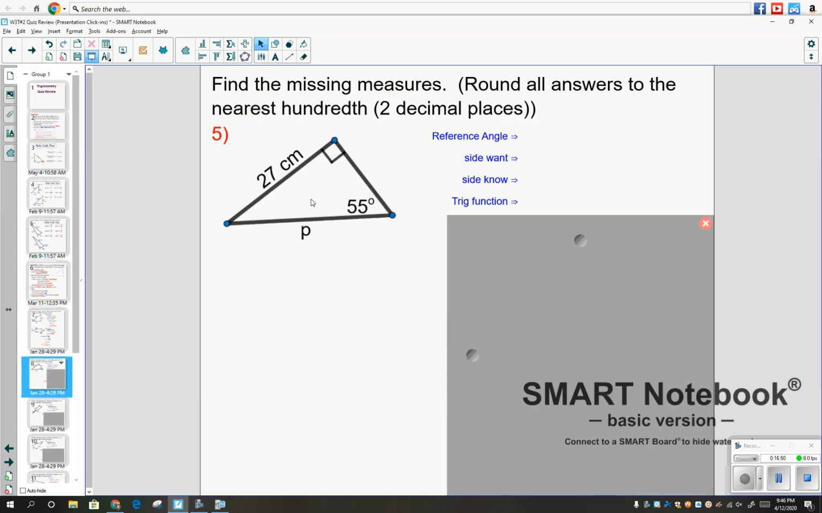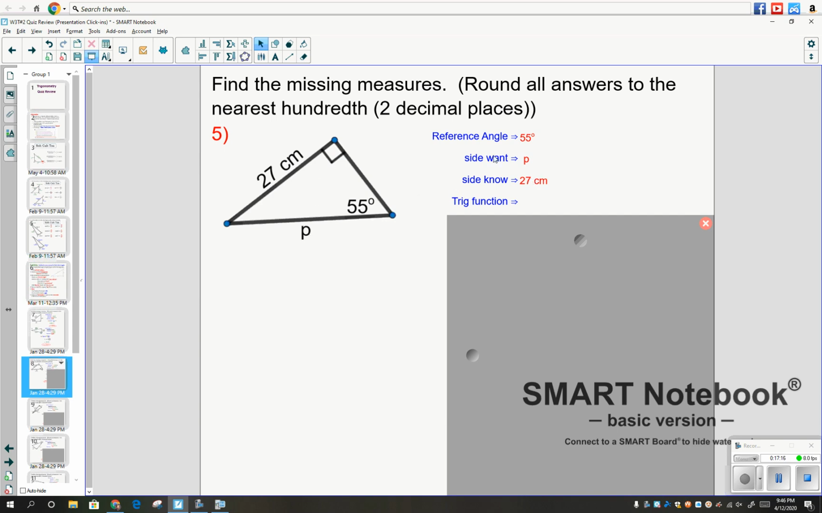Example number 5. Find the missing measure. What's my reference angle? Which angle do I know the measure of? 55 degrees is correct. Which side do I want to know the measure of? P. It's the side with the variable. I don't know it, so I want to know what P is. Which side do I know the measure of? 27. Well, how are P and 27 related to the reference angle?